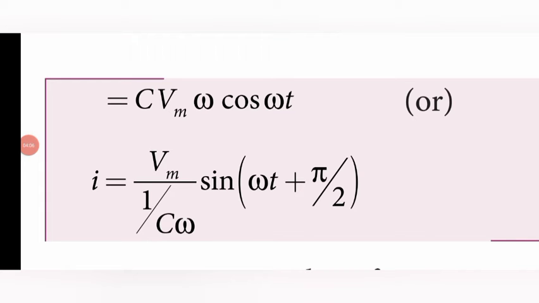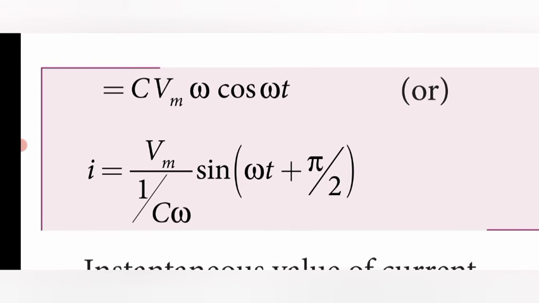Then differentiation of sin omega t is omega cos omega t, that you know. So that is equal to CVm omega cos omega t. It can be rearranged. Instead of cos omega t, we have to write cos theta is equal to sin 90 plus theta, so here also instead of theta we substitute omega t. So sin omega t plus pi by 2, that is 180 divided by 2, equal to 90 degree. So omega t plus pi by 2 here, and also you have to rearrange that.